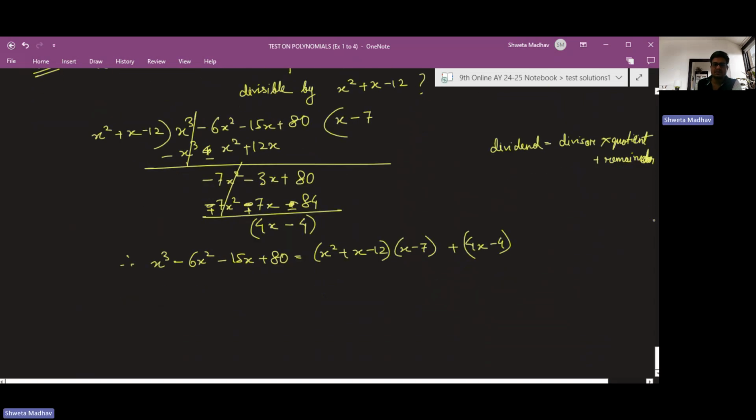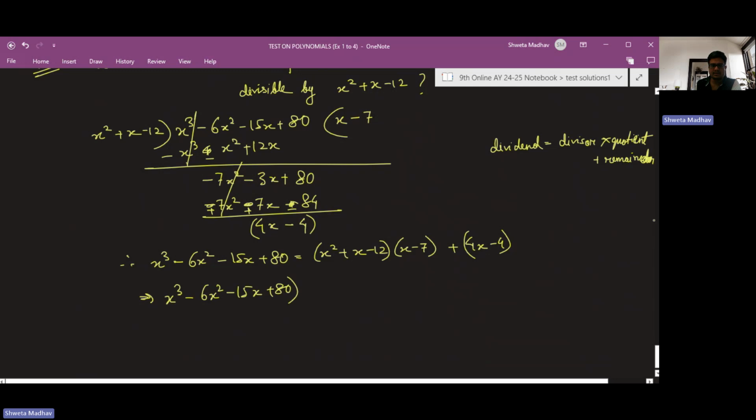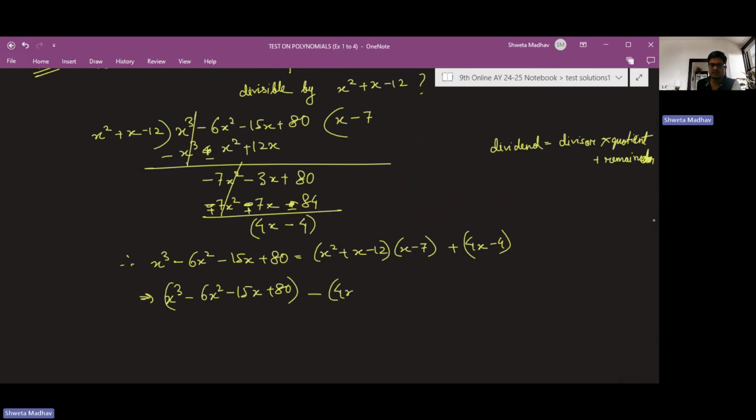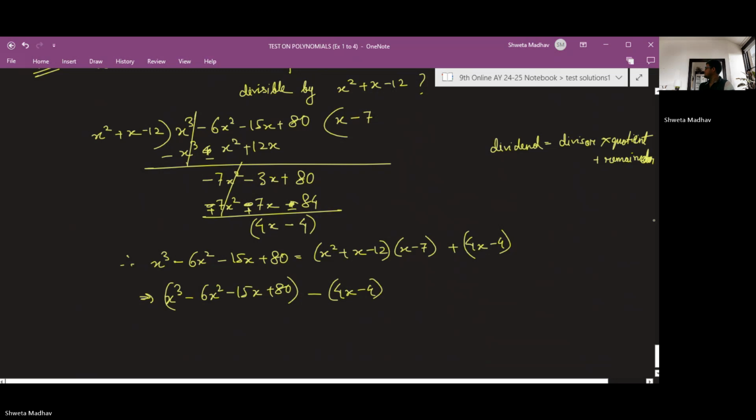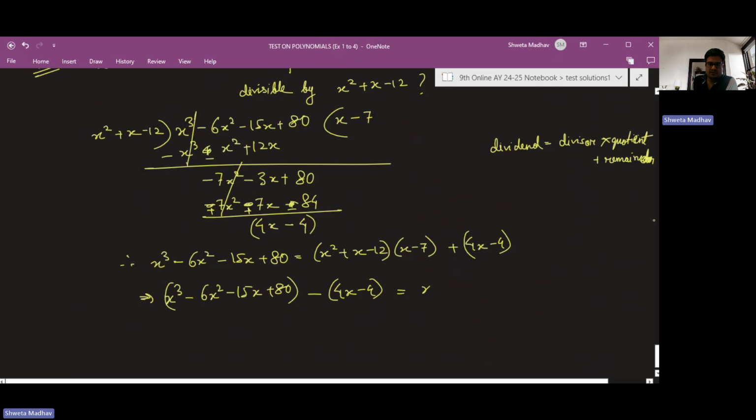So hence we can say that from the dividend, which is x cube minus 6x square minus 15x plus 80, from here if I subtract 4x minus 4, that will be equal to x square plus x minus 12 into x minus 7.